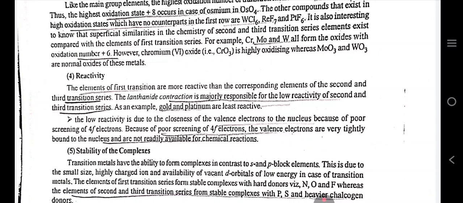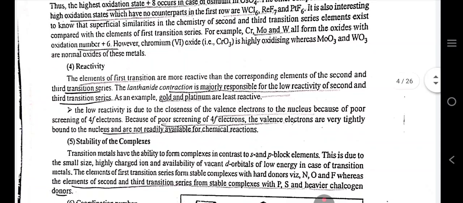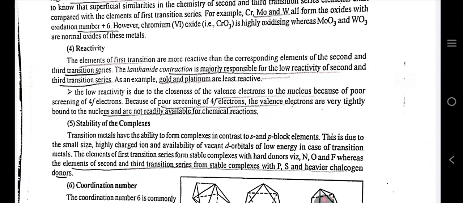and PtF6. It is also interesting to know that superficial similarities in the chemistry of second and third transition series elements exist compared with the elements of the first transition series. For example, Cr, Mo and W all form oxides with oxidation number +6. Chromium oxide is a highly oxidizing agent.